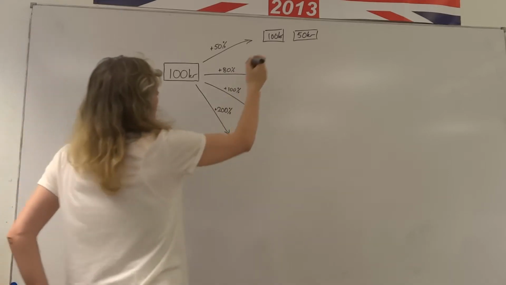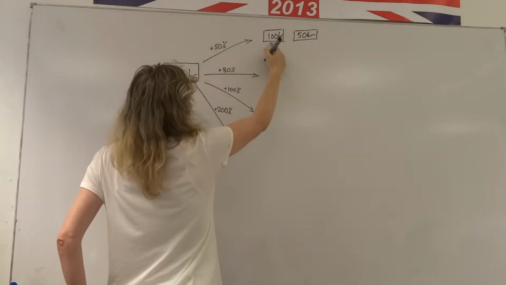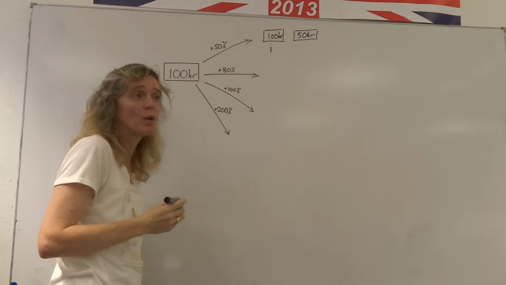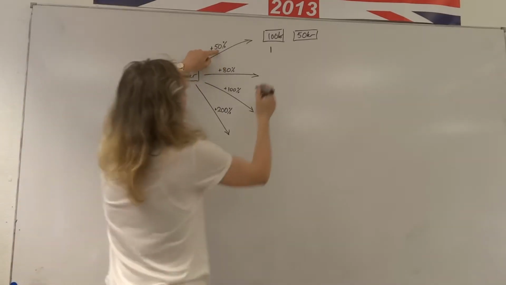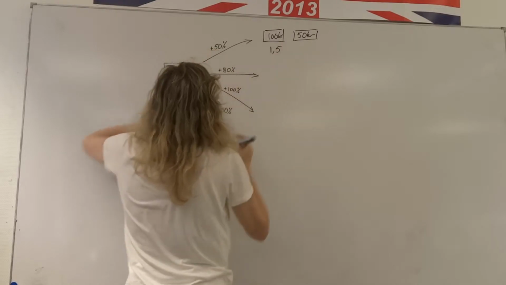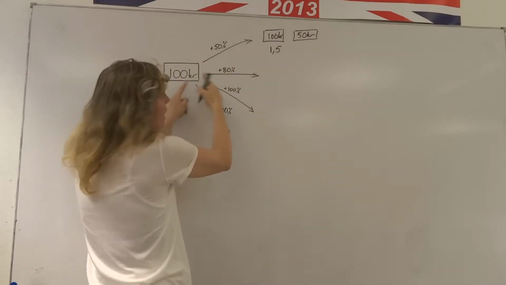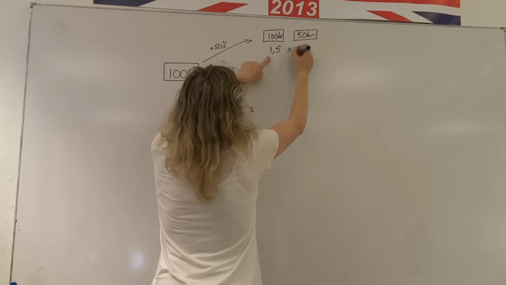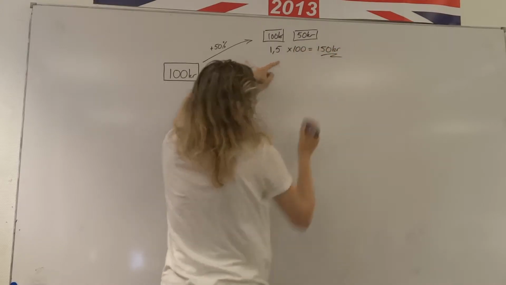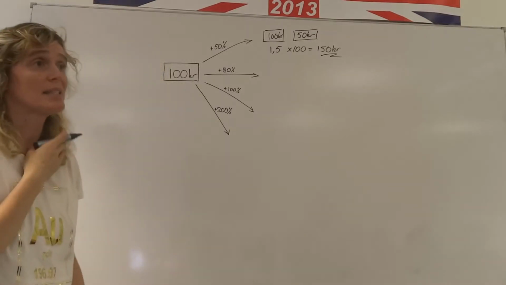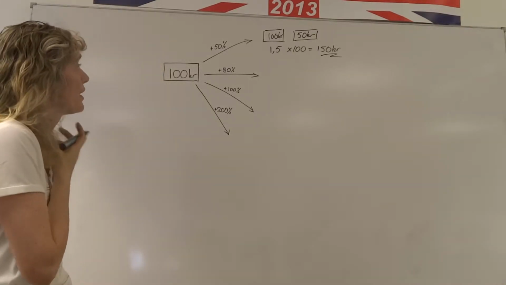Mathematically, the easiest way of getting the answer to that is I've got my original 100, I can think of that as being 1, and I can think of the decimal of 50% as being equivalent to the decimal 0.5. So to get the new price, I take 1.5 times 100 equals 150 kroner. Really simple in this example, isn't it? But it's a very useful thing to think of.